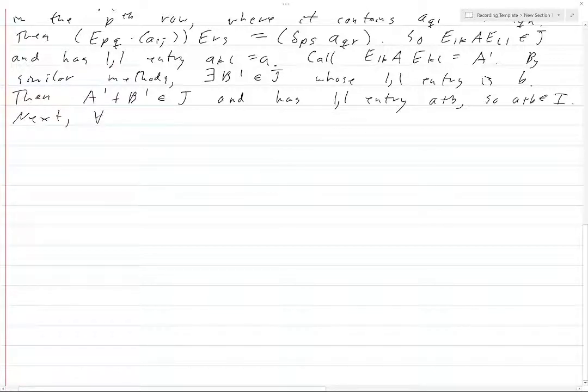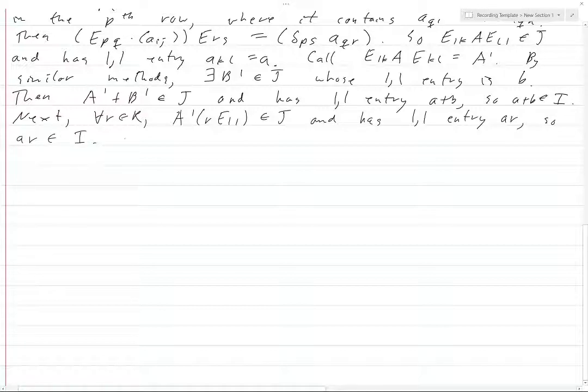Next, for all R and R, A prime R E11 is in J and has 1 entry AR, so AR is in I. Likewise, RA is in I. You can prove that yourself. I don't want to have to do it. And hence, I is an ideal. All right, so we're done, right?